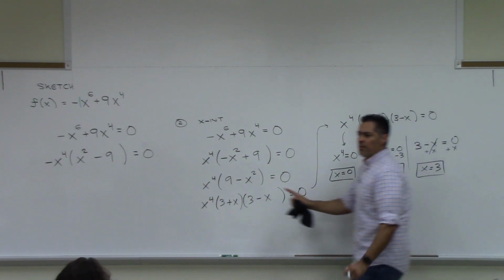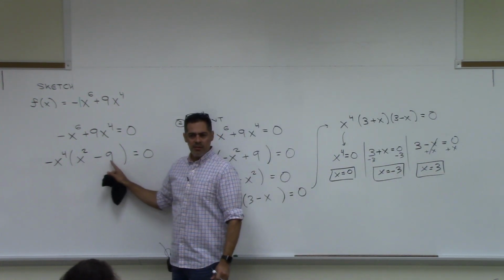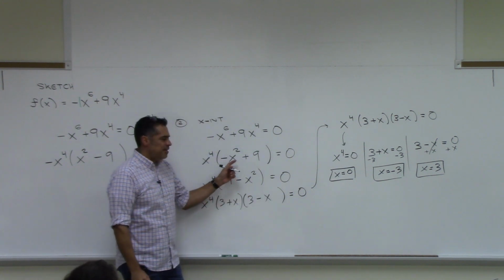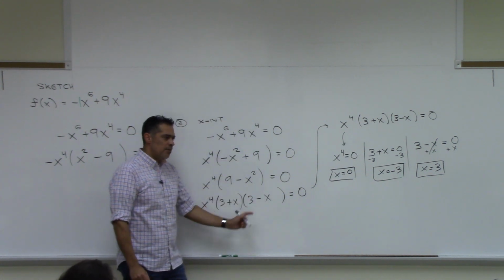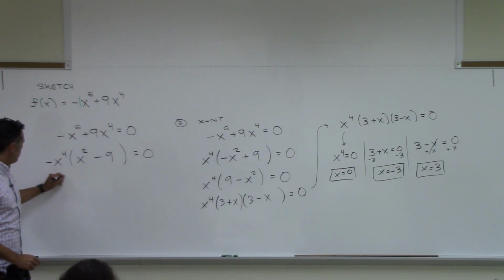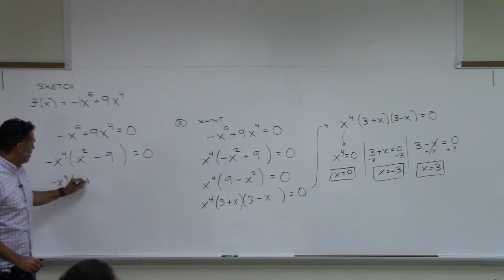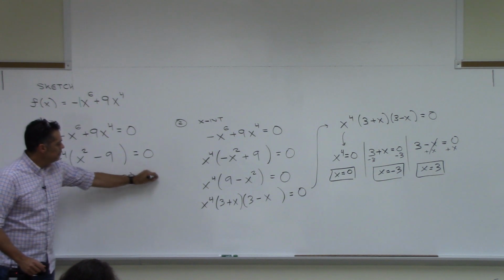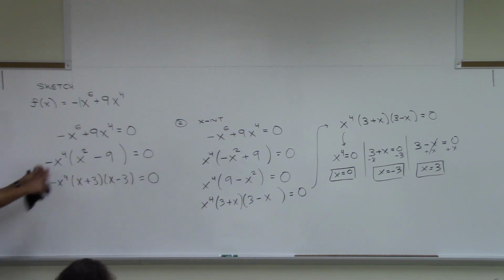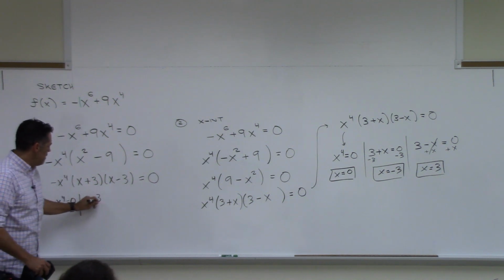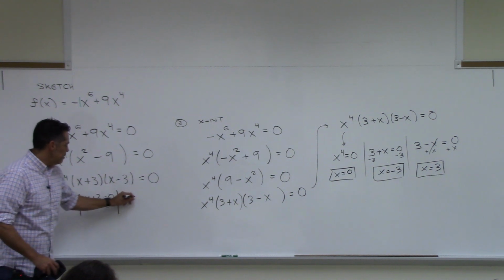Now, is it easier this way to see the difference of squares? Is that easier? I don't know. I mean, it depends on you. You either have to see this, switch it, and then do difference of squares, or you factor out the negative, and then this becomes negative x to the fourth, then x plus 3, x minus 3 equals 0. And now you set each of those equal to 0. So negative x to the fourth equals 0. X plus 3 equals 0. X minus 3 equals 0.